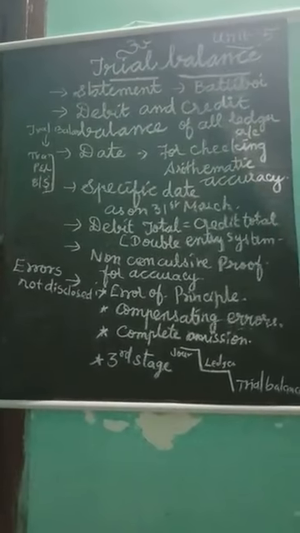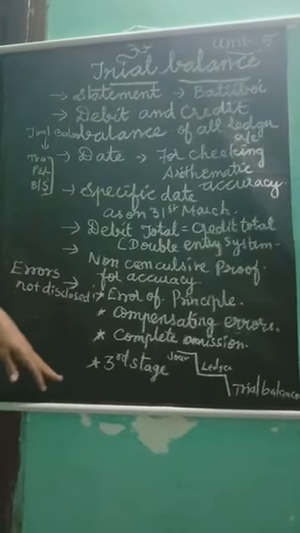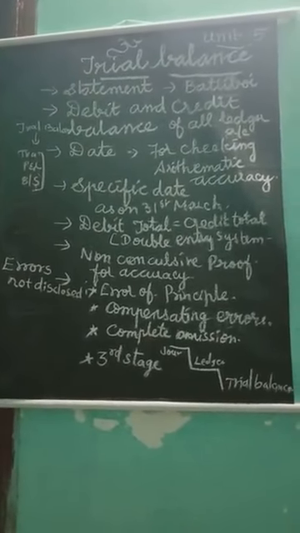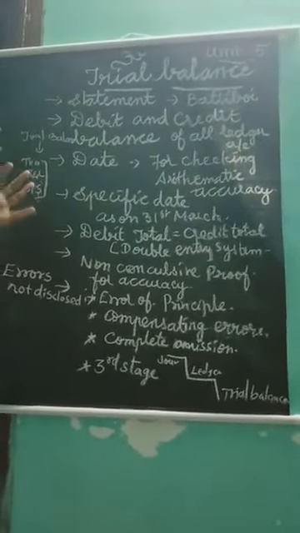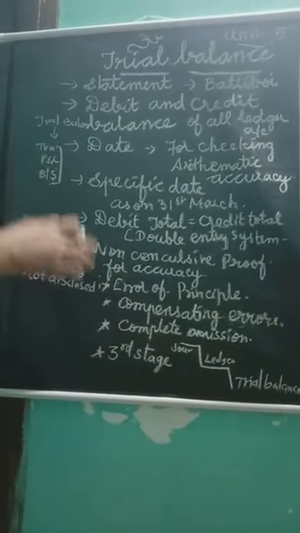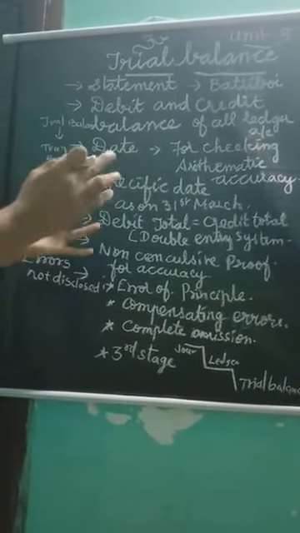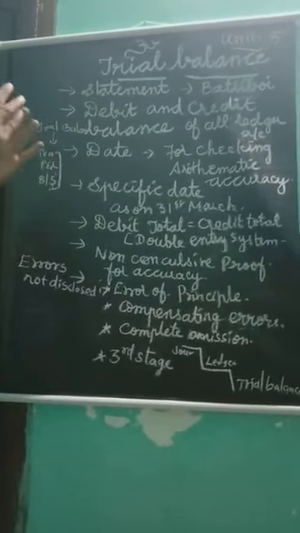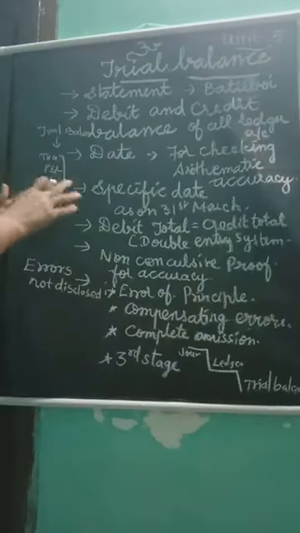A few errors it is not possible to disclose. So what are all the errors? Let us discuss later. How do you make sure that the entries are correct? How can we come to the conclusion that the entries are correct? If both the debit and credit side totals are equal, then we get the balancing figure. So then we can see our accounts are correct, our balances are correct, and our entries and postings are correct.